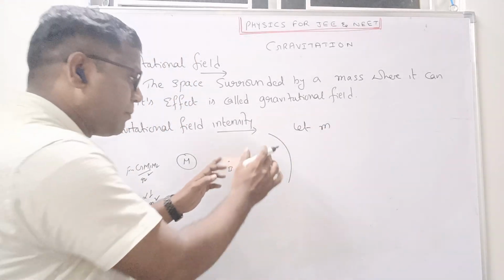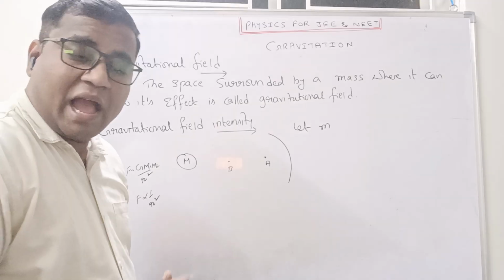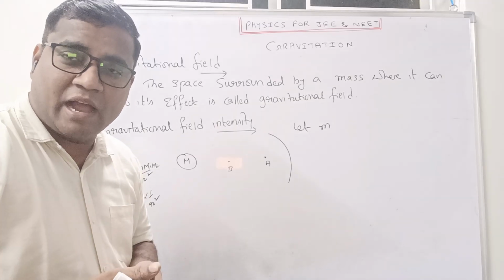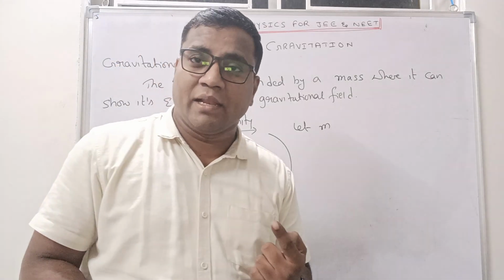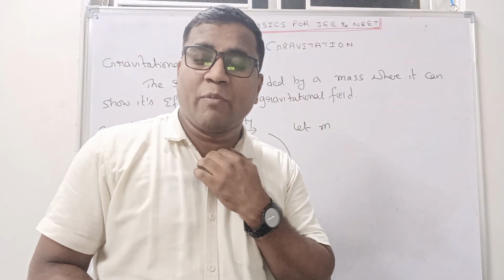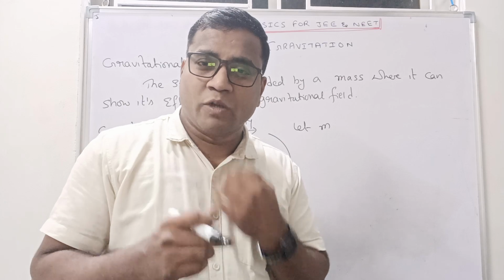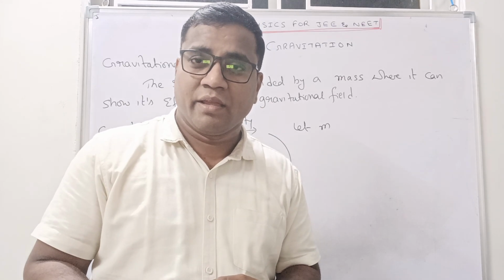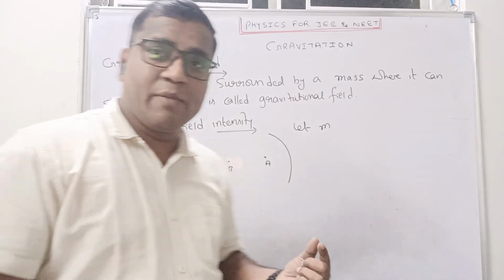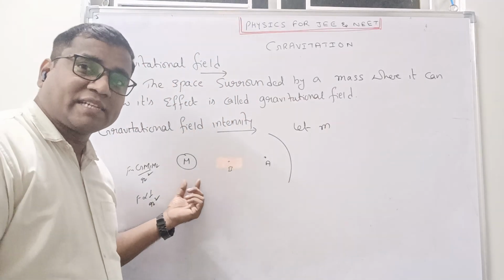So now I have to keep the m here. After that I have to find out the force. Why? Because for a single particle or a single mass, we cannot find the force. Force itself is a combination: F is equal to G m1 m2 by r square. Clear? So for a single mass, we cannot calculate the force. That's what I am doing here.